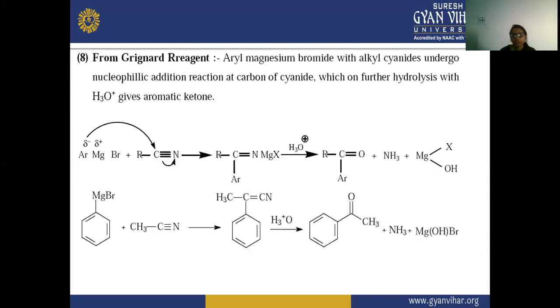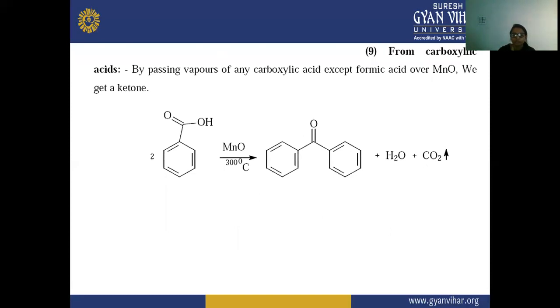Next is your Grignard reagent. So this Grignard reagent, aryl magnesium bromide, with alkyl cyanide undergoes a nucleophilic addition reaction at the carbon of cyanide, which on further hydrolysis with H3O gives the aromatic ketone. So here we are treating it with cyanide, and there is a formation of this ketone, acetophenone, plus NH3 plus MgXOH.